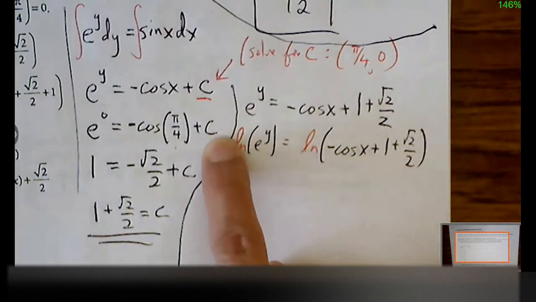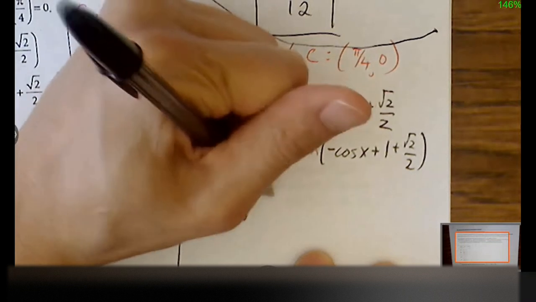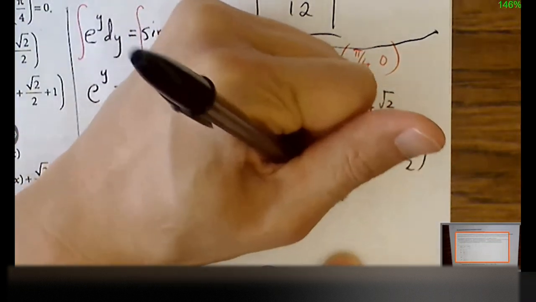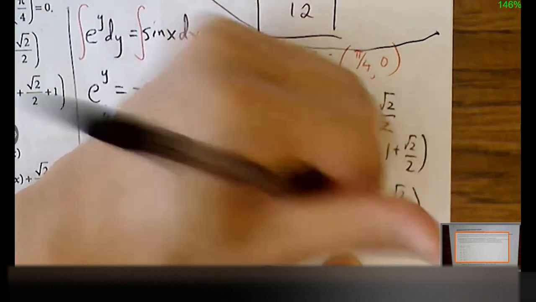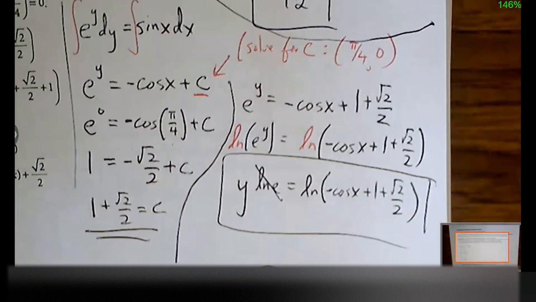Bring the y down in front. Natural log of e just becomes 1. That goes away. Answer choice B.